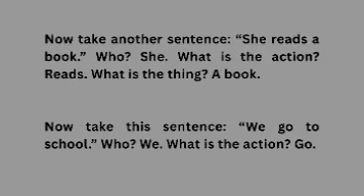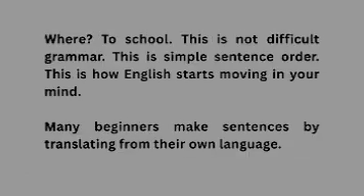Now take another sentence. She reads a book. Who? She. What is the action? Reads. What is the thing? A book. Now take this sentence. We go to school. Who? We. What is the action? Go. Where? To school. This is not difficult grammar. This is simple sentence order. This is how English starts moving in your mind.